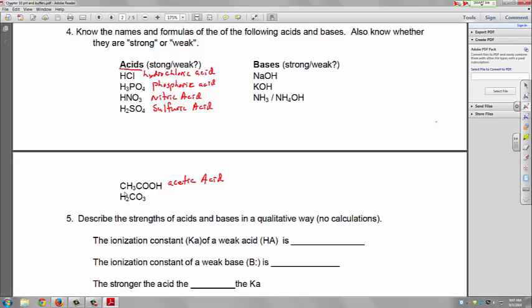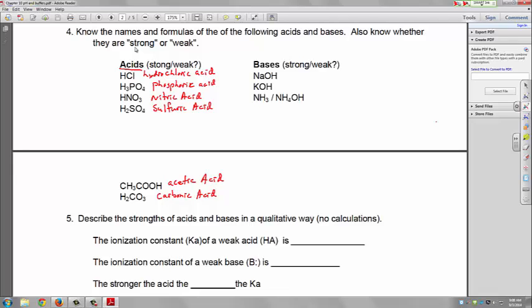H2CO3, this is carbonic acid. Carbonic acid is also present in sodas, and this acid is formed when carbon dioxide gas dissolves in water. So this is carbonic acid. Okay. I'm not going to bother writing the names for these, but sodium hydroxide, potassium hydroxide, and again I've mentioned ammonia or ammonium hydroxide. Right. Now, I also ask you to know whether they're strong or weak.